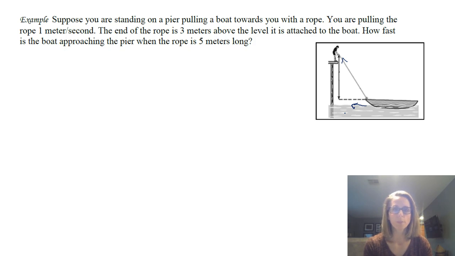So the rope is being pulled 1 meter per second. The end of the rope is 3 meters above the level it is attached to the boat. How fast is the boat approaching the pier when the rope is 5 meters long?